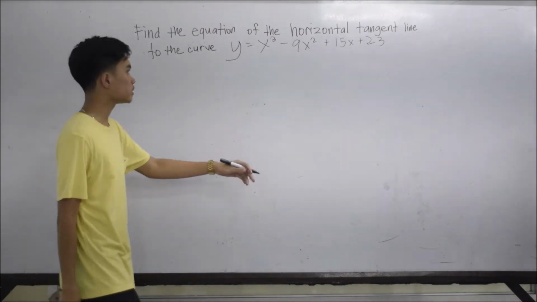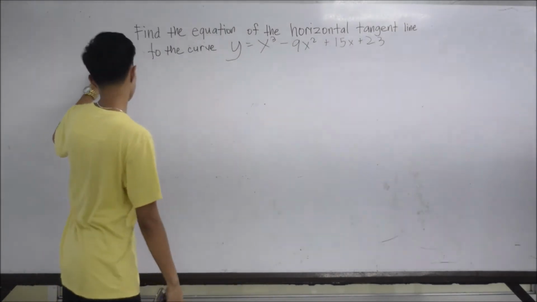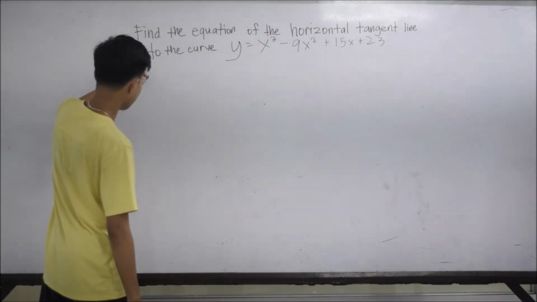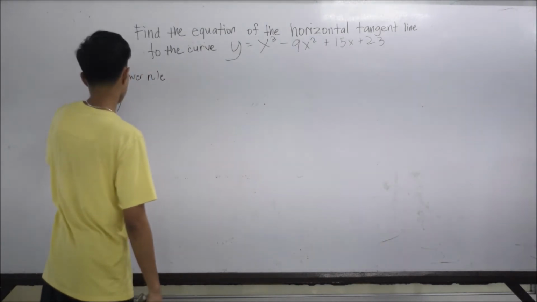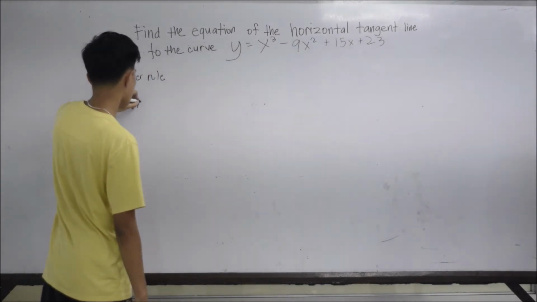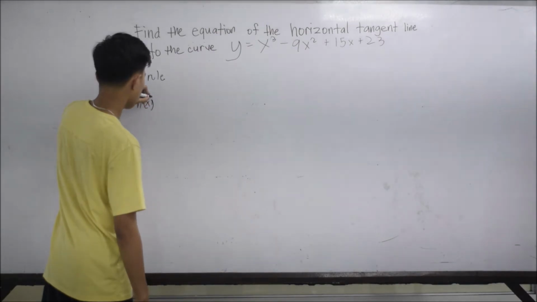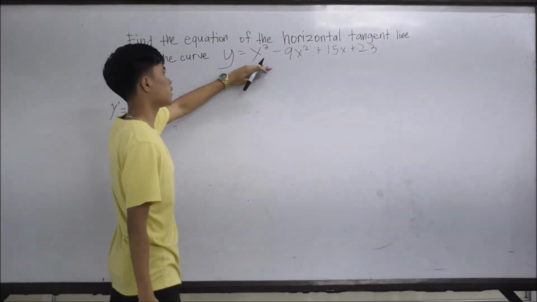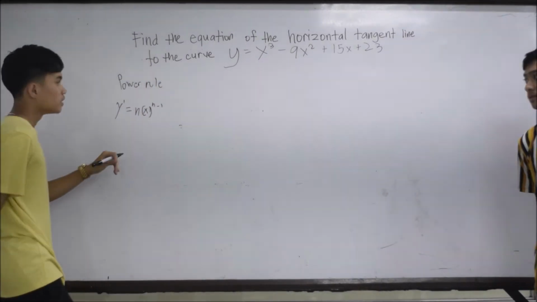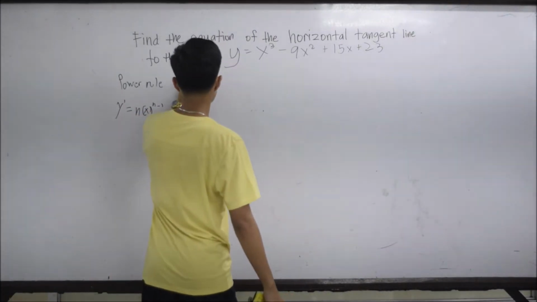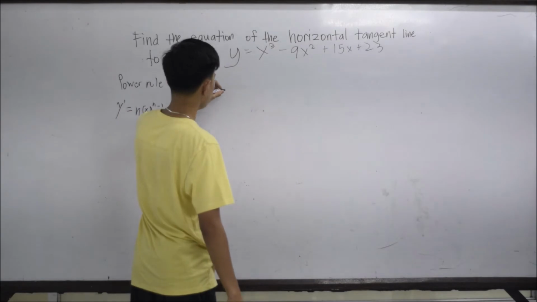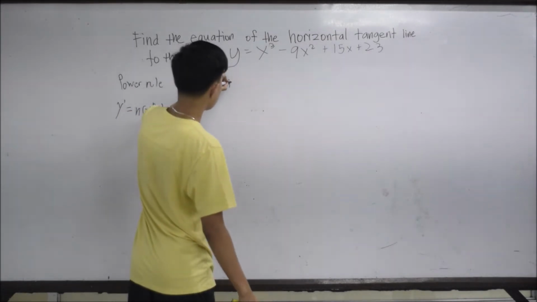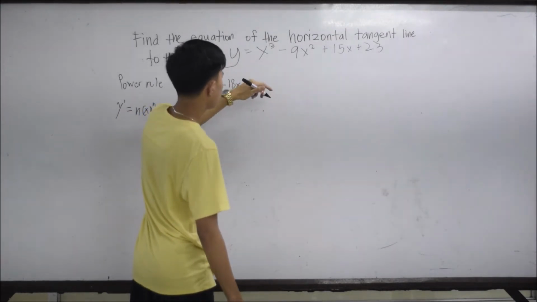So we all know that the power rule is y prime equals nx to the power of n minus 1. So to get the derivative form of x cubed, we use the power rule. So the derivative is 3x squared minus 18x plus 15.